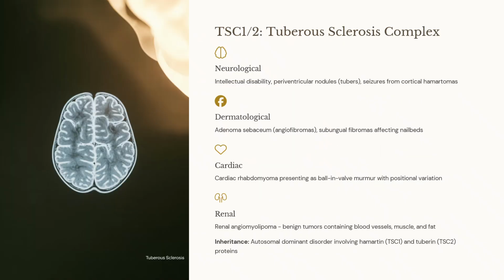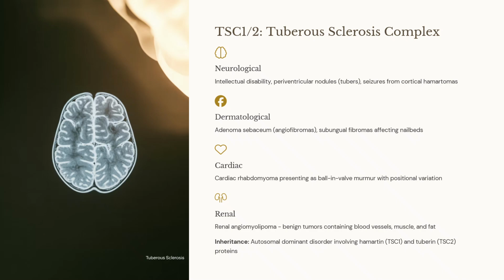Tuberous sclerosis. Benign tumors in every organ, tuberous sclerosis teaches us what happens when cellular brakes fail. So tuberous sclerosis will present with tubers. Tuberous sclerosis comes from the name tubers because it presents with periventricular nodules, tubers, and seizures from cortical hamartomas. This will result in intellectual disability.